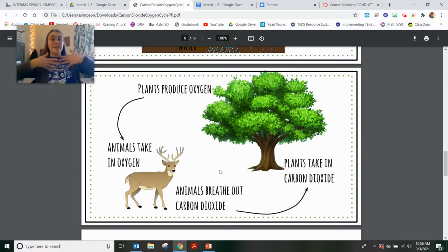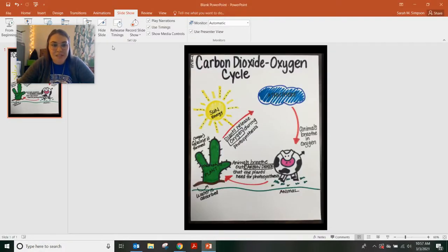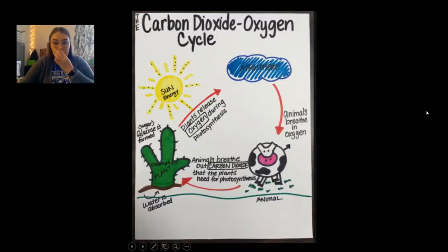We breathe in oxygen, and then we let out carbon dioxide. And that is how it keeps going and keeps going. So take a mental screenshot of this because you will need this for your assignment today, and you will label the carbon dioxide cycle. Okay, so let's go back to this nifty little anchor chart that I have for you, and it is the carbon dioxide oxygen cycle.